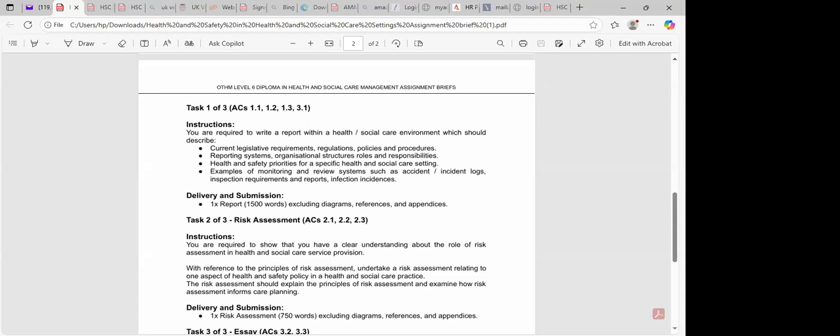Okay. So did you struggle to include diagrams? Because why am I saying this? You see, your report should be within a health and social care environment. We should describe current legislative requirements, regulations, and policies and procedures, then the reporting system. So what are some of the current legislative requirements? Let's take CQC.